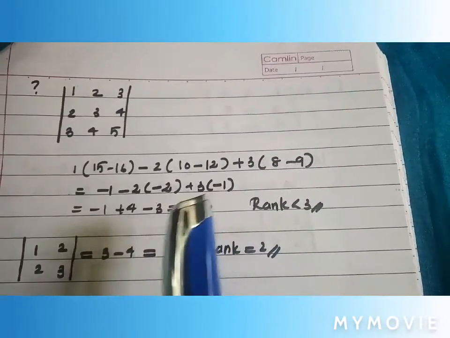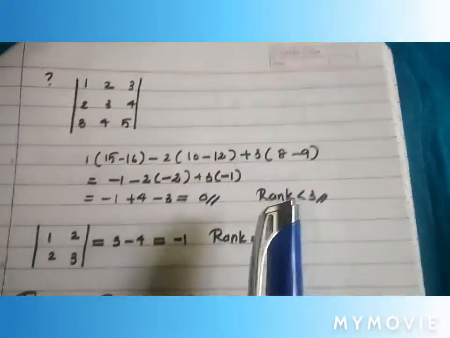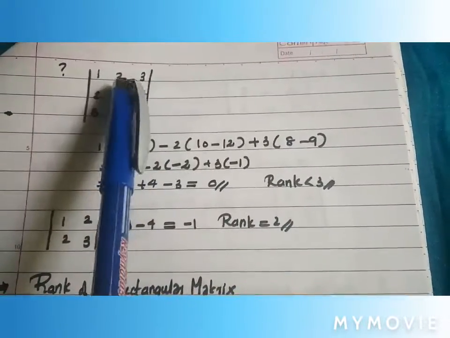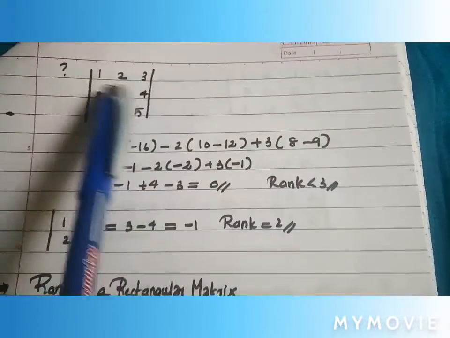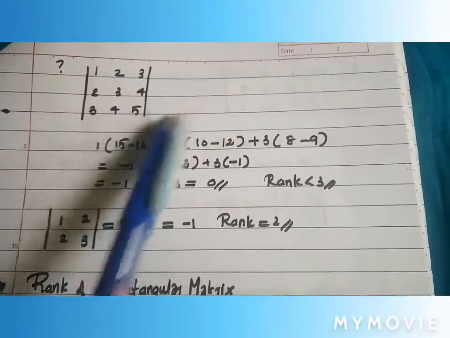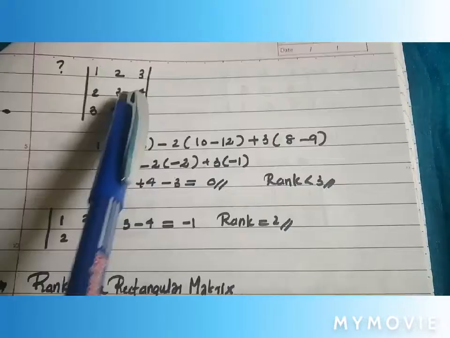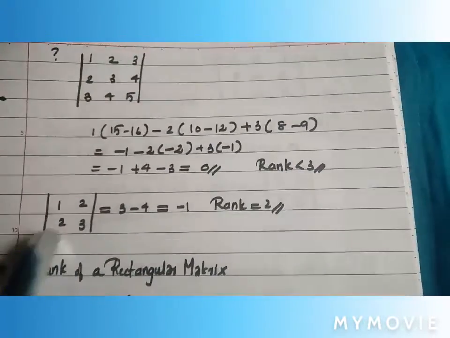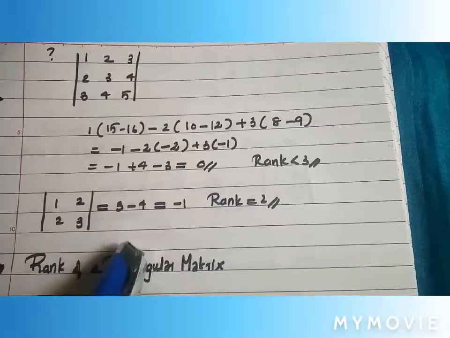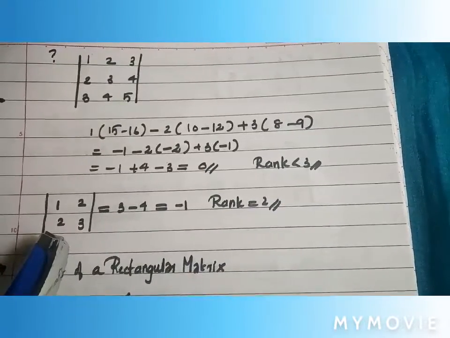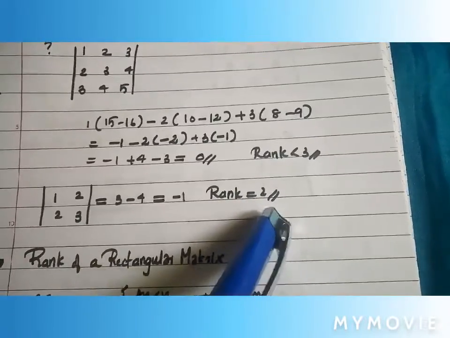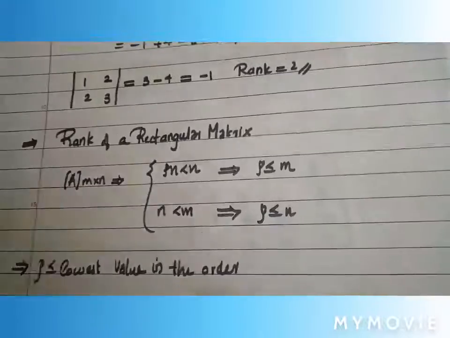So rank will never be equal to 3, it is less than 3. So we just check a minor of this matrix. Any minor can be selected. That's 1 2, 2 3, or 2 3, 3 4, or 3 4, 4 5. Any minor can be selected. Here 1 2, 2 3 is selected. So 3 minus 2 into 2, that is 4, that is equal to -1. So rank is equal to 2.